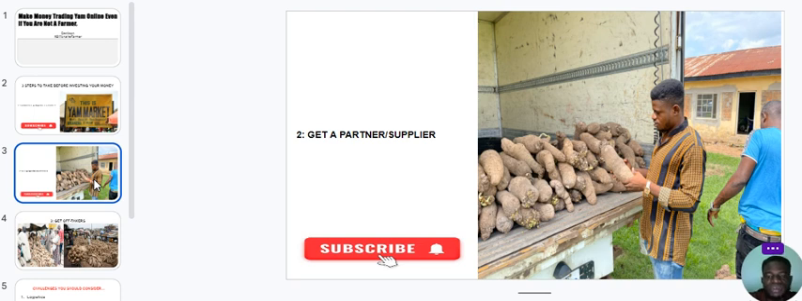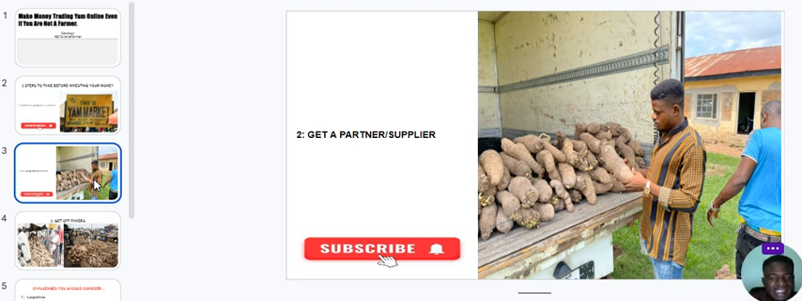This partner could be somebody that will give you the money that you need to start this business, or it could be a supplier. You can negotiate with somebody that you have met from the market or even online that you trust. When you negotiate, the person goes out, sources for yam, and sends it to you, and all you have to do is pick and sell. So you don't have to be a farmer to do this, and you can do this as a full-time job.